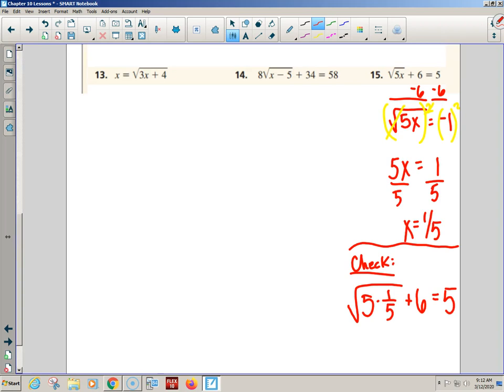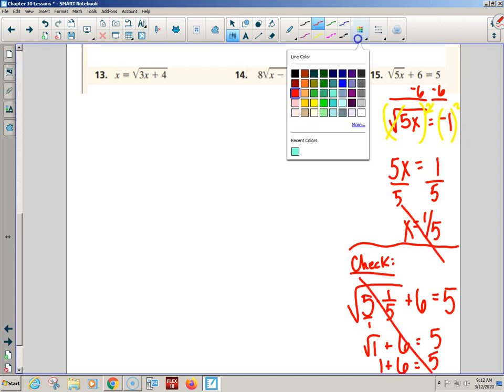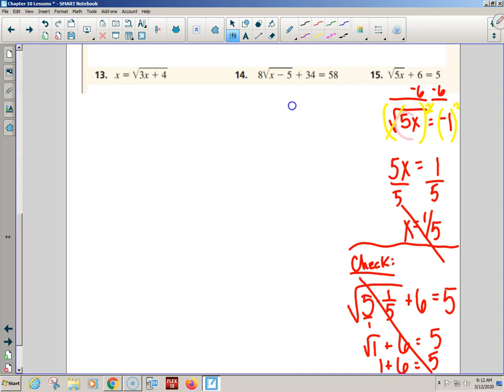No. Wait, isn't this 5 over 1? And isn't that just the square root of 1? Isn't the square root of 1 just 1? And isn't 1 plus 6 not 5? What happened? Why not? In the answer key, I think I do a little something like this. And I circle this, and I circle this. And I say, can a square root ever be a negative number?